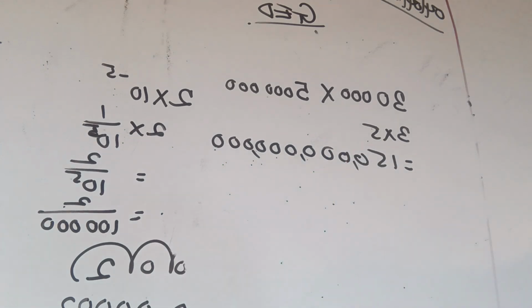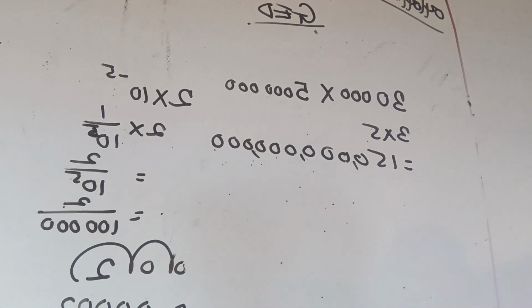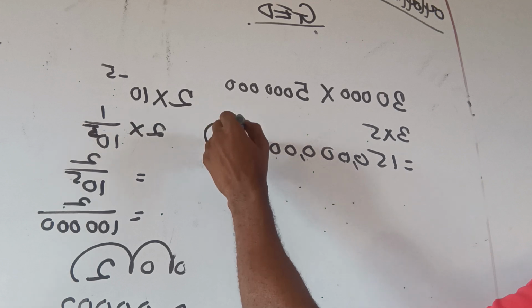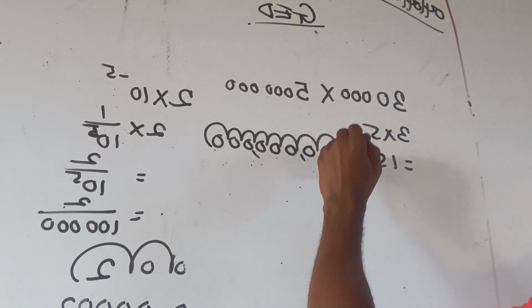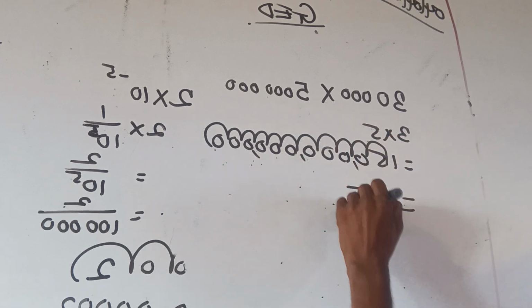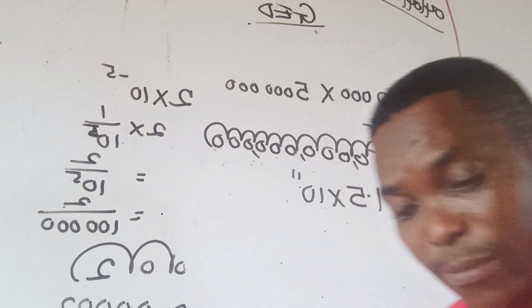This is 150 billion. So if I'm now to express this in scientific notation or in standard form, I move from the right: 1, 2, 3, 4, 5, 6, 7, 8, 9, 10, 11. So that's going to be 1.5 times 10 raised to power 11. That's how they arrive at that answer.